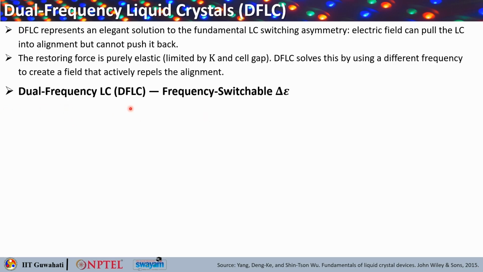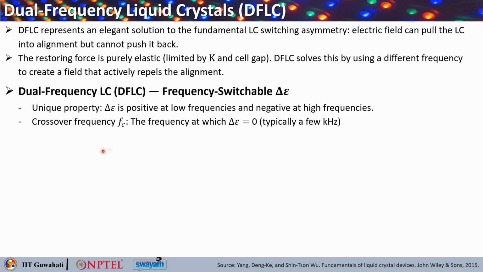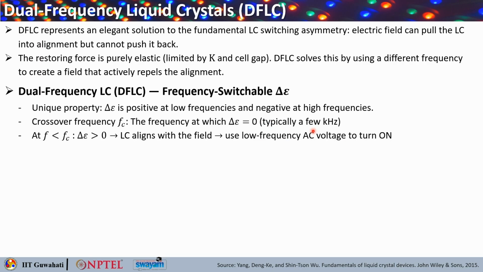So, dual frequency liquid crystal basically has a frequency switchable delta epsilon. The unique property here is that the delta epsilon is positive at low frequencies and it becomes negative at high frequencies. So, there is a crossover frequency Fc at which your permittivity difference is basically 0, and that is typically a few kilohertz.